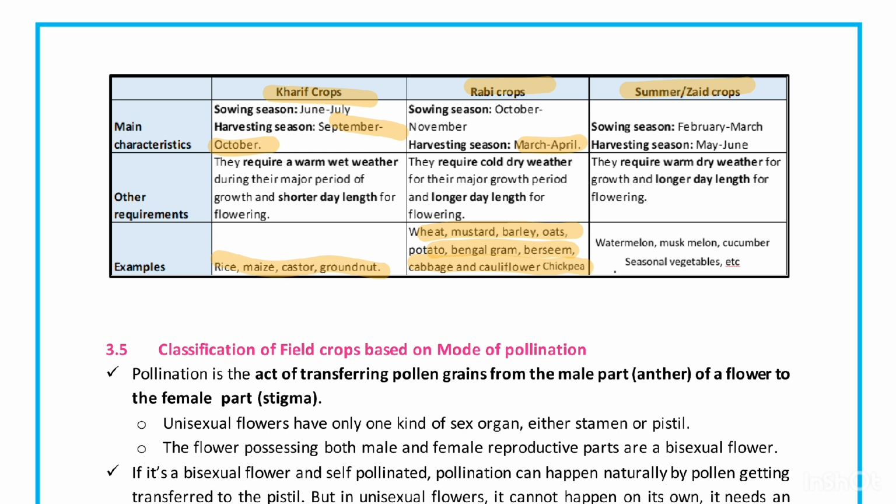Next is Zaid crop. In between Kharif crop and Rabi crop, we have a time duration. In that time duration, we can grow some short duration crops like black gram, green gram, cowpea. These are short duration crops. We can utilize that time period also. So these crops which are grown during that time period are known as Zaid crops. Sowing is February to March, harvesting is May to June. That is the classification of crops based on the season. I hope it's clear to you.